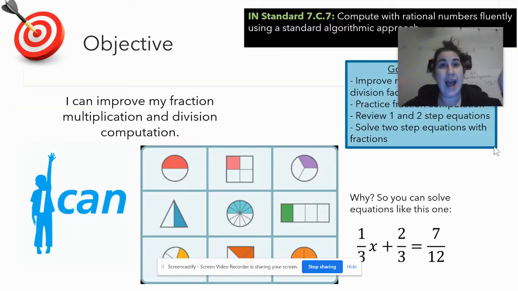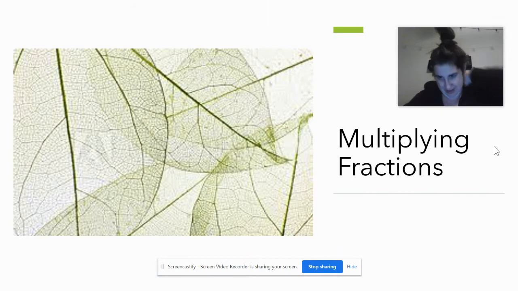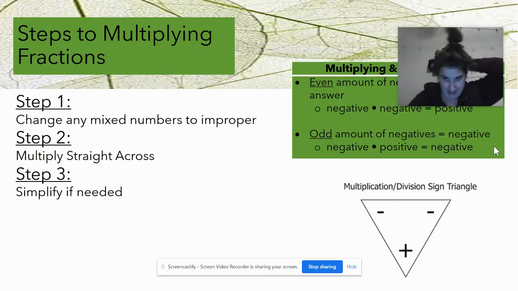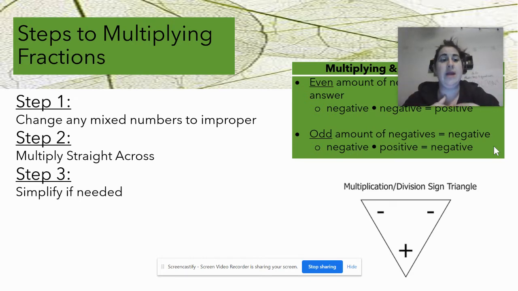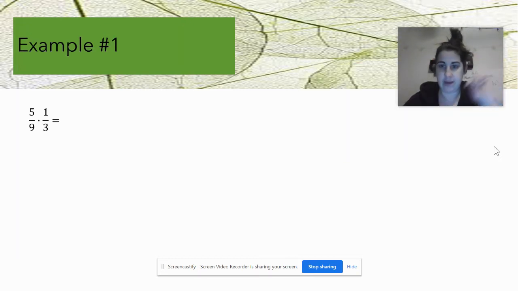Our objective: I'm going to improve my multiplication and division with fractions. All right, step 1 for multiplying fractions is you want to change any mixed numbers to improper. Then you want to multiply straight across, and then you can simplify if needed. I'm going to move on, but if you want to write these down, pause the video and write these down.